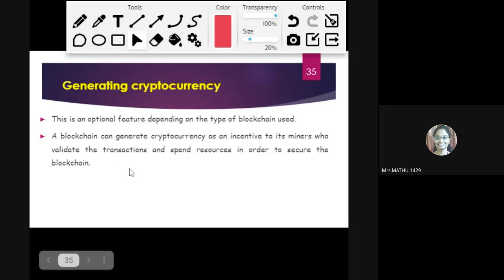And another thing is generating cryptocurrency. This also we have already discussed in the class. I told you that the physical currency that we use now, the rupees or dollars or whatever it is, is maintained by a central authority. In our country, it is the Reserve Bank of India. It handles the currencies, right?